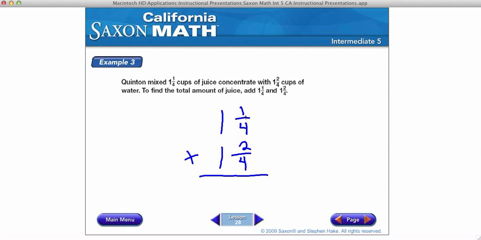Okay? Then my fourths don't change. So I know my fraction will be out of fourths because the denominator doesn't change. It's just the numerators now that I add together. So 1/4 plus 2/4 is 3/4. Then I go and I add my whole. 1 plus 1 is 2. So Quentin used 2 and 3/4, or had 2 3/4 cups of juice.